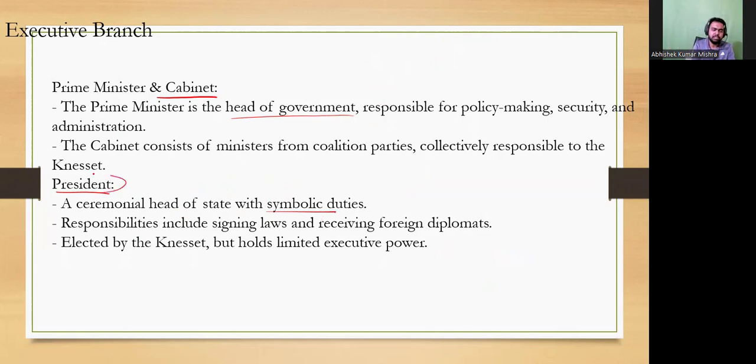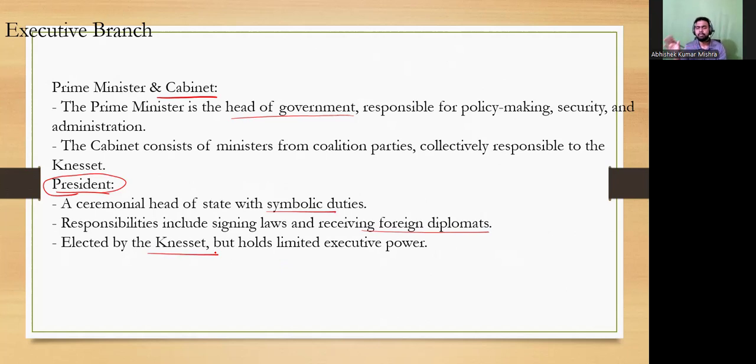So mainly the responsibility of the president is that he's just signing the laws at the end, when they are passed by the parliament. Also, he or she has the responsibility to receive foreign diplomats. Also, you know the president is elected by the Knesset. There is no popular voting for president in Israel.